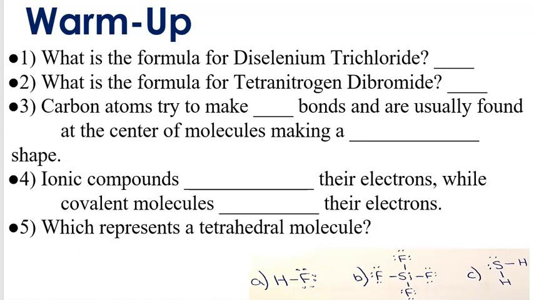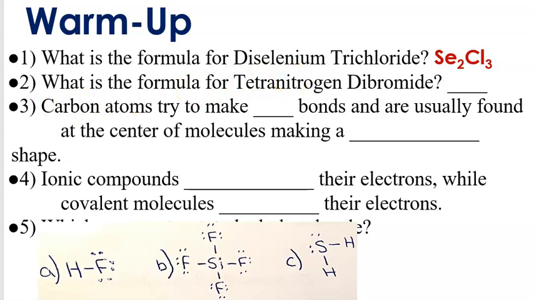So, our warm-up says, what is the formula for diselenium trichloride? Okay, so di meaning 2, tri meaning 3, so that would be selenium. The symbol is Se, the 2 for the di, chloride, and a 3. Easy as that.